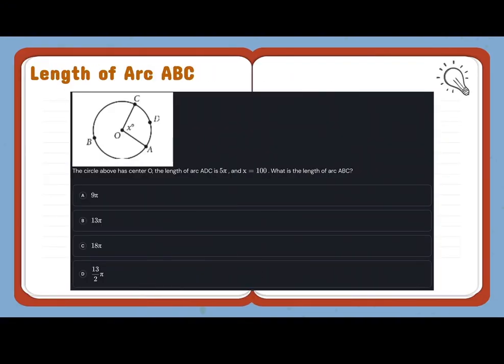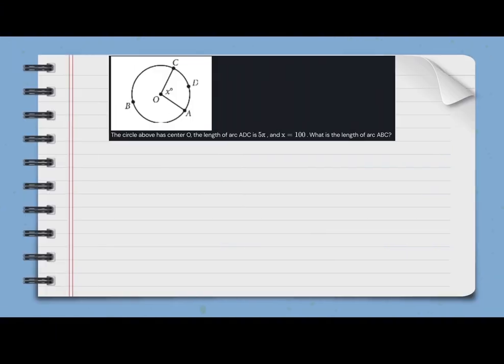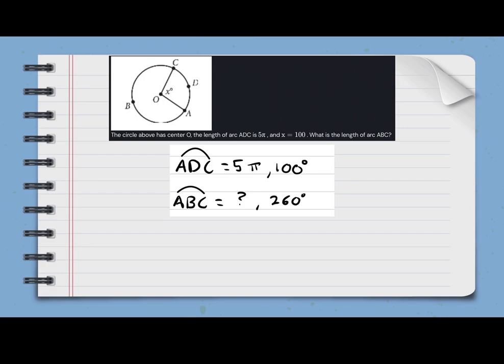Length of arc ABC. So we have the circle above with center O, and the length of the arc ADC is 5 pi, with the degrees being 100 degrees for this arc. Now we need the length of the arc ABC, which is the other one. Because we know arc ADC has a length of 5 pi and 100 degrees, we don't know the other length, but we do know that it must be 260 degrees on the other arc.